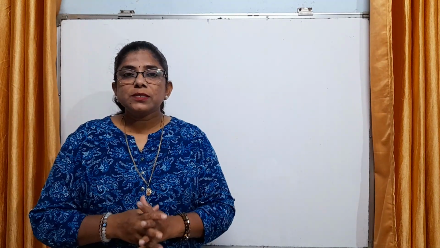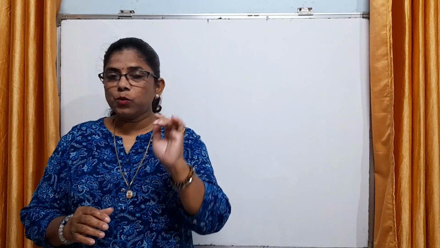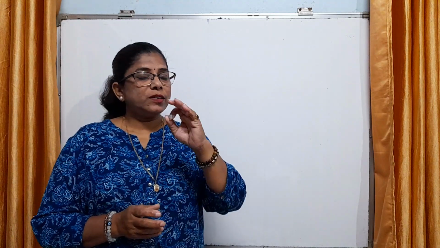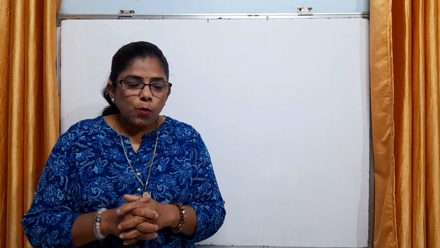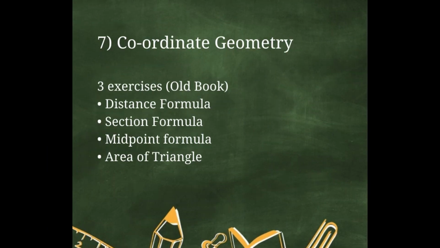Now the next chapter is coordinate geometry. Yes, this is the last chapter of your part 1 book, that is coordinate geometry, 7th chapter. In your old book, there were 3 exercises in this chapter. So what were the concepts covered? Distance formula, section formula, midpoint formula, and finding the area of the triangle based on the coordinates of its vertices.